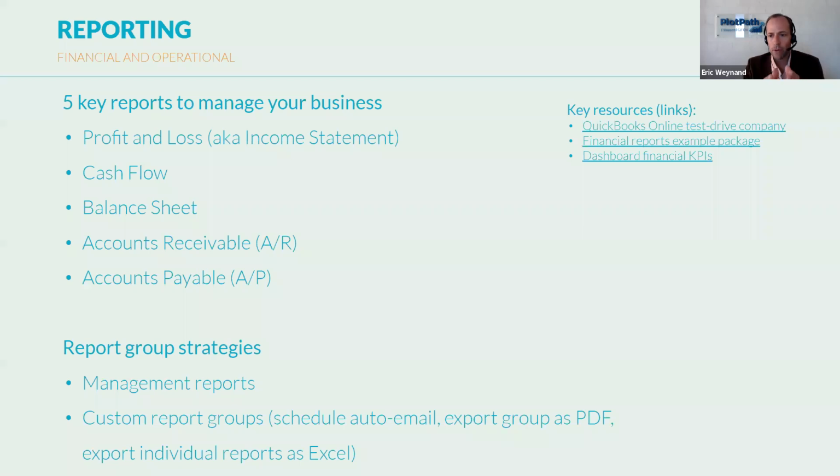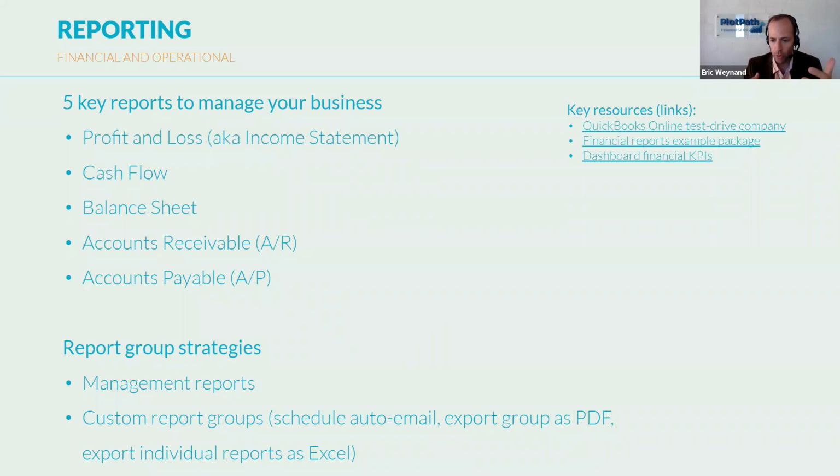There are 5 key reports to manage your business, and you need to be looking at these reports periodically, at least monthly. You ought to be closing your books on a monthly basis. When that's done, you need to be looking at your profit and loss, P&L or income statement, your cash flow, your balance sheet, your AR, and your AP. Those are the 5 things you need to be looking at regularly to have good financial hygiene.